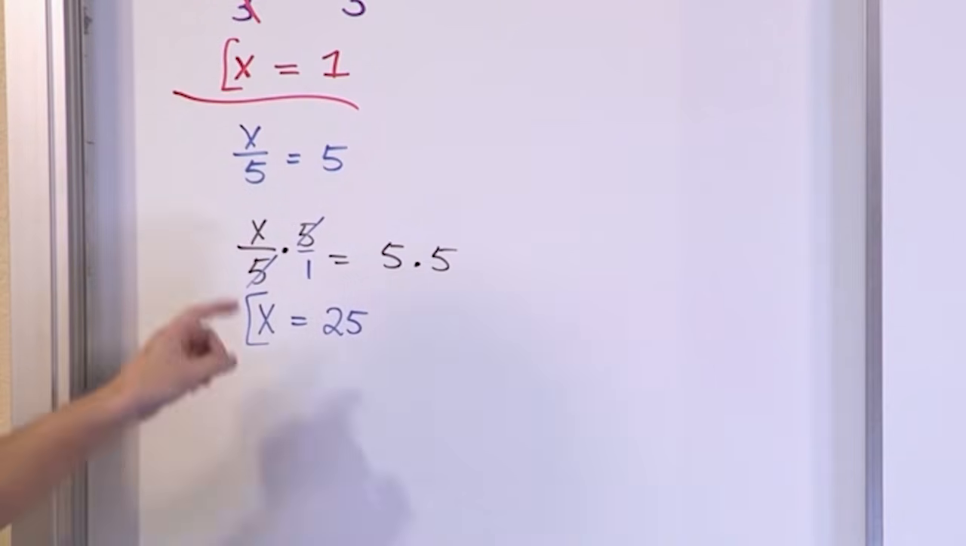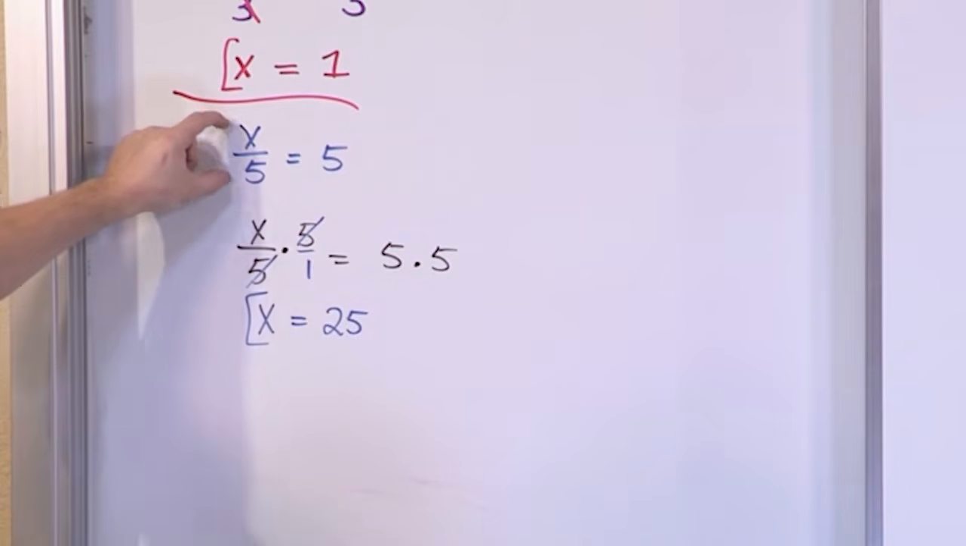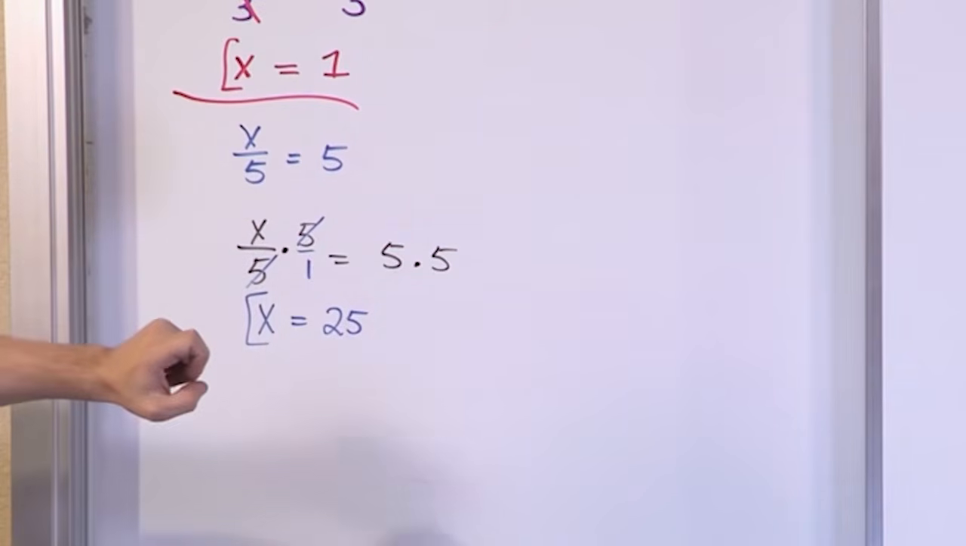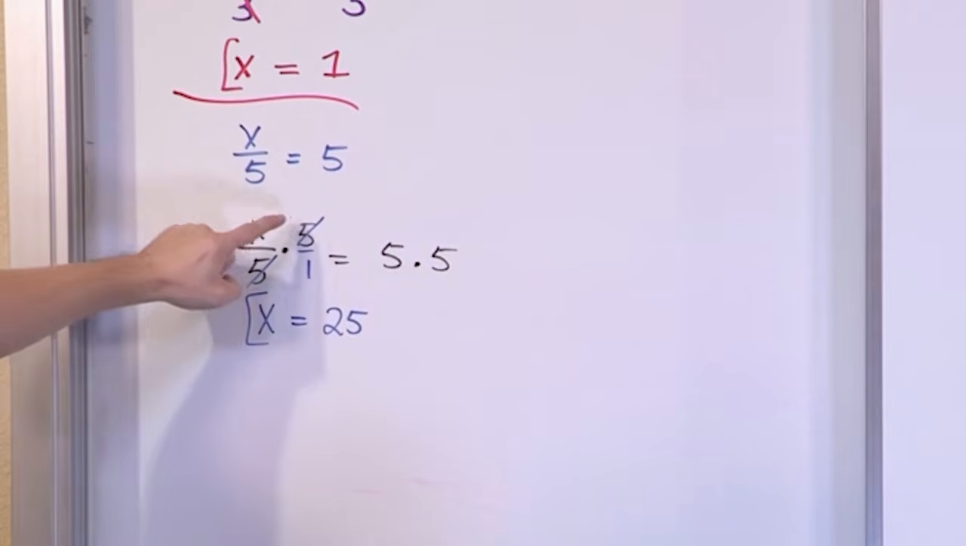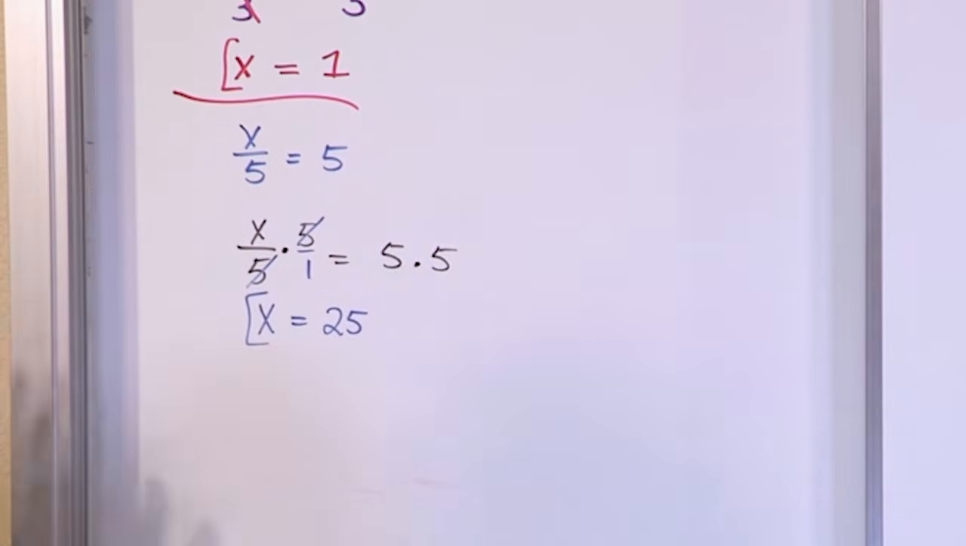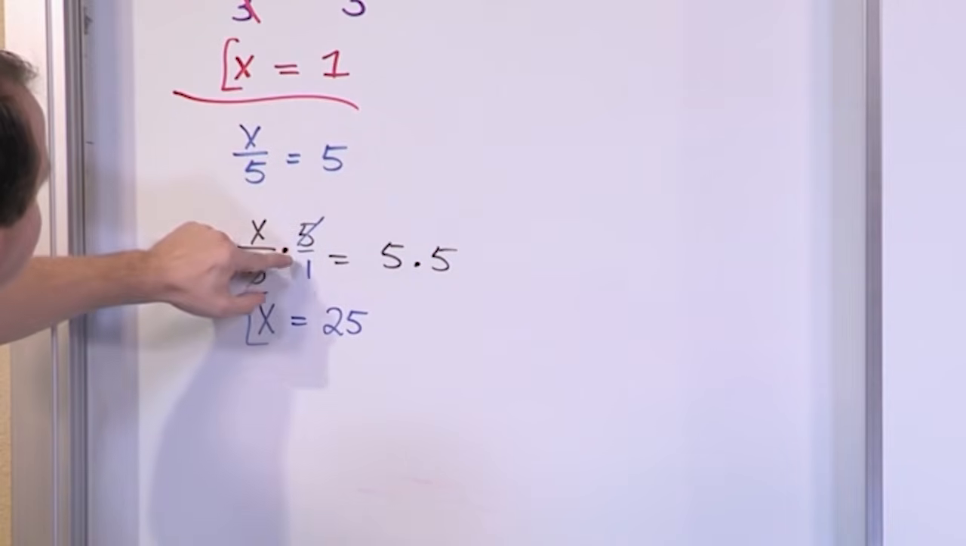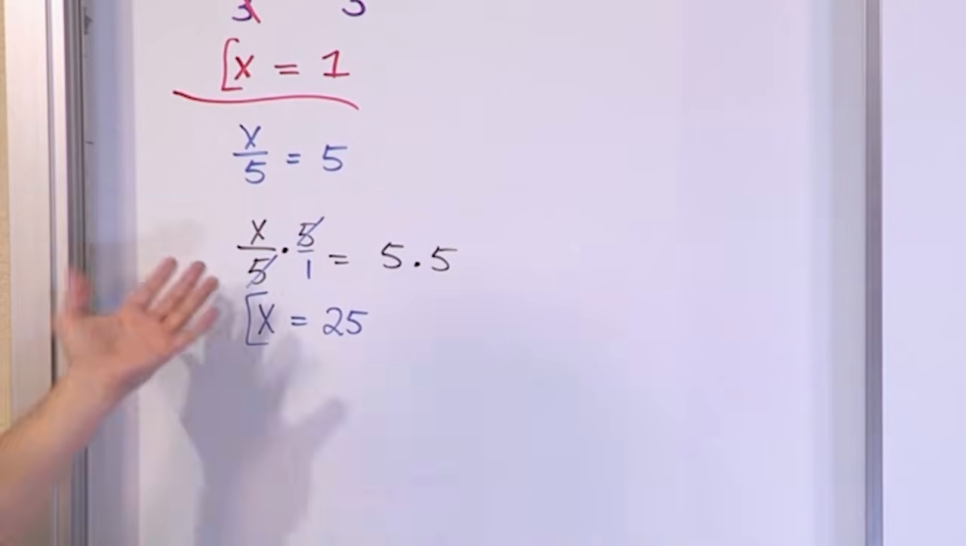Make sure you understand this. You're dividing by 5 here. The way you get rid of it is to multiply by 5. Because when you have 5 on the top and also 5 on the bottom, they cancel out. The reason they cancel is not mystical. It's because 5 divided by 5 is 1. That's why they go away.